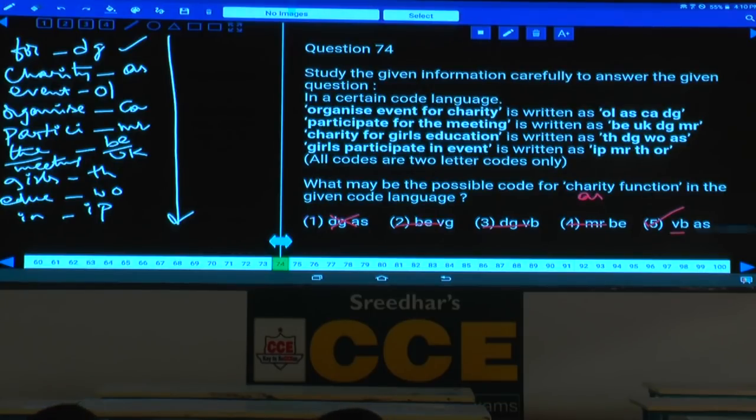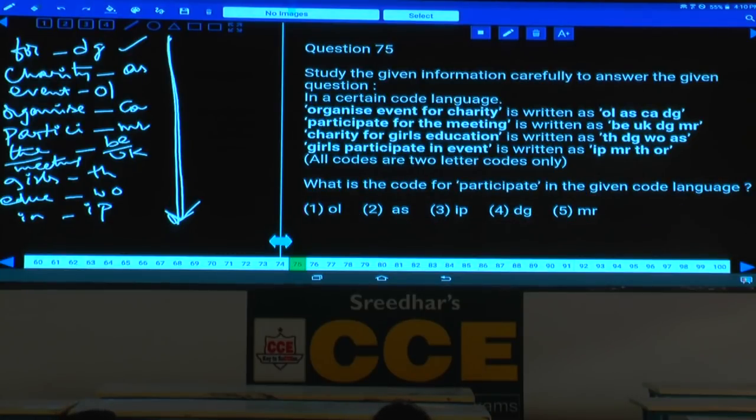Because VB is not given as the code for any one of these words, this VB could be the code for function. Then what is the answer here? 74, choice 5. Then coming to 75, what is the code for participate?